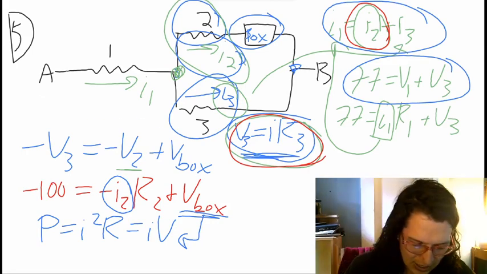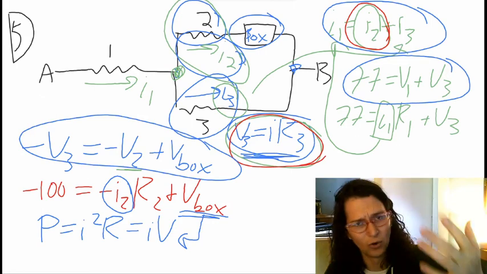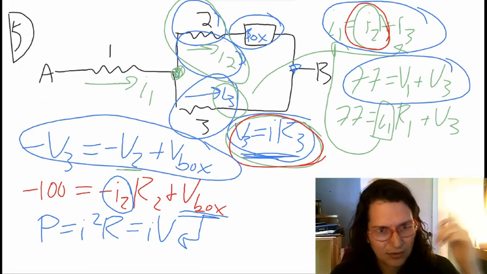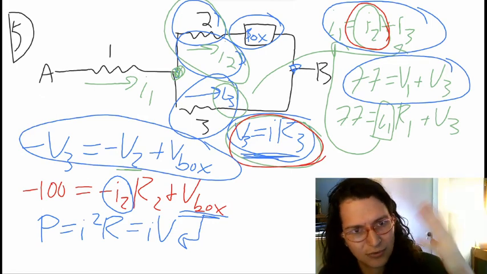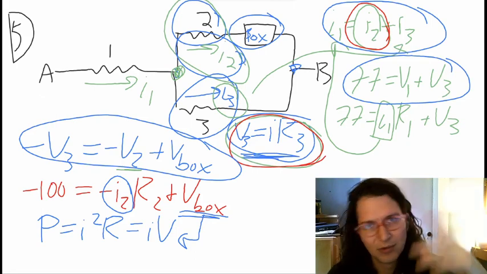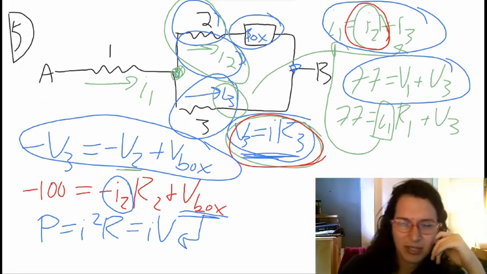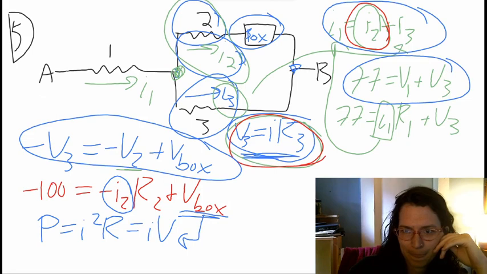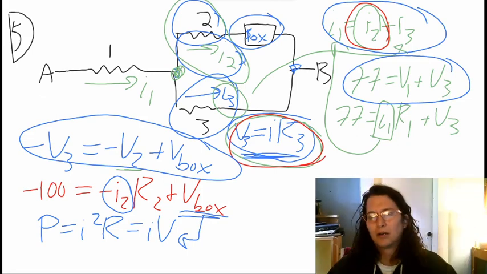This is also, again, another loop rule, or a derivative of the loop rule, which is the parallel voltages being equal over a parallel split. All right.